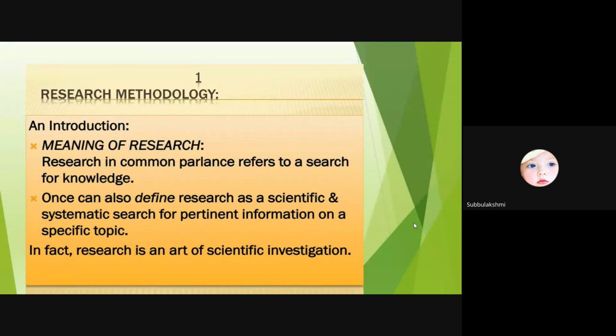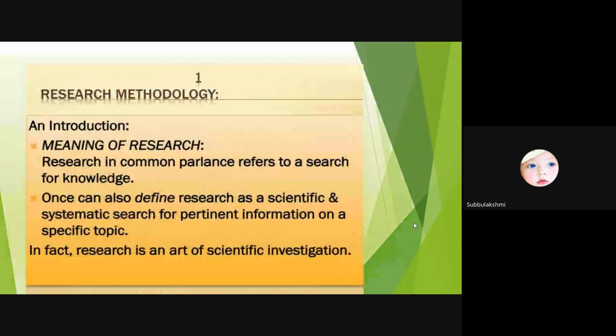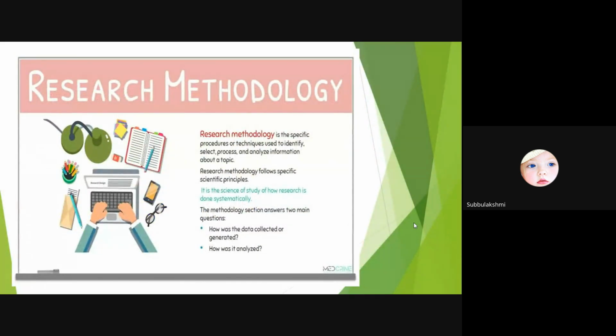So once we have defined this research, it may be a scientific or systematic approach, based on the specific topic. Okay. So research is nothing but an art of scientific investigation. We investigate scientifically. It is not only science, as I said; irrespective of the branch of study, whatever we do, it is an investigation. Next, it is a specific research method. How will we define it? It is a specific procedure or technique used to identify, select, process, and analyze information about the topic. It is a science of studying how research is done.